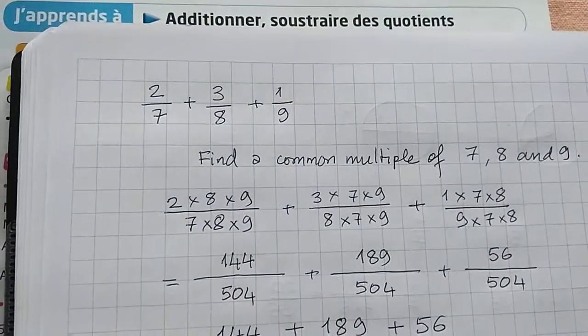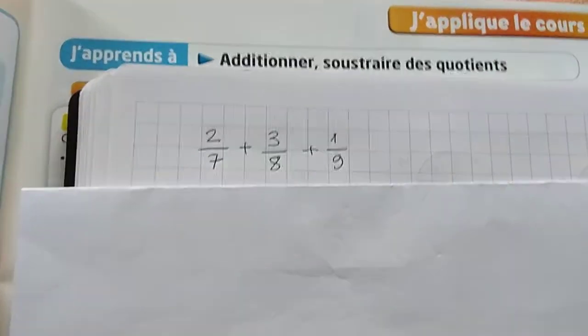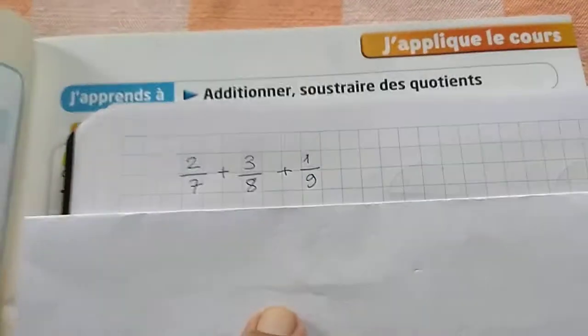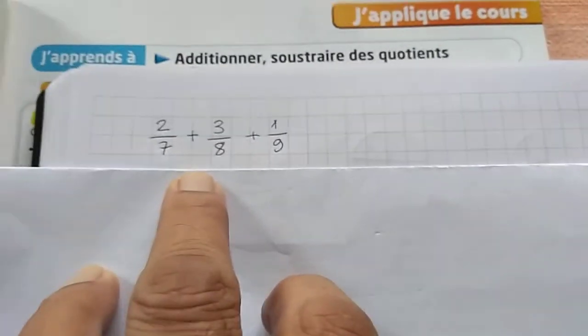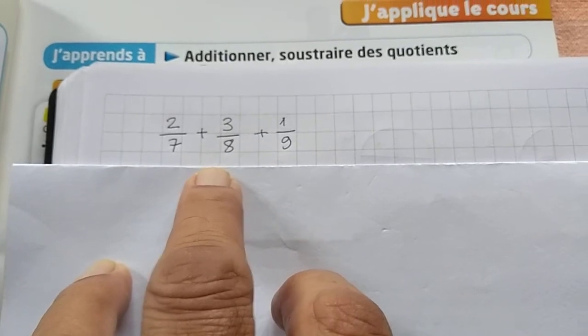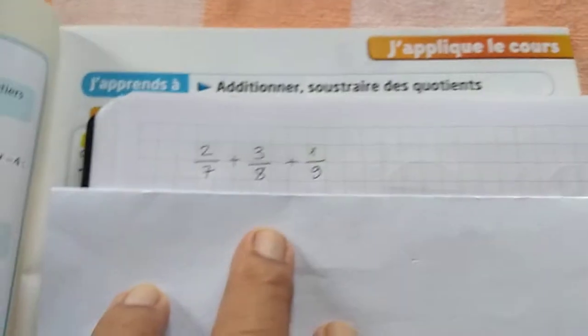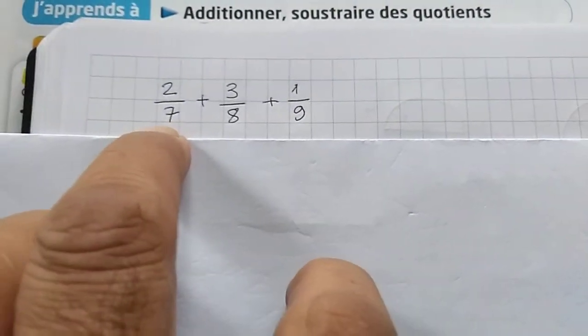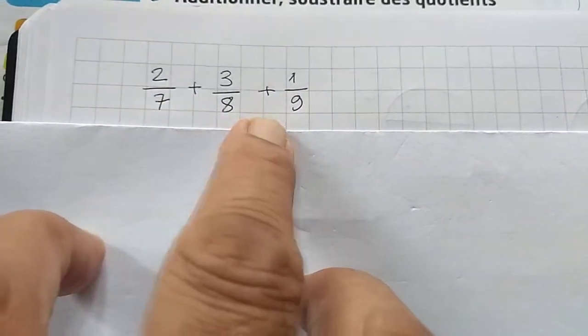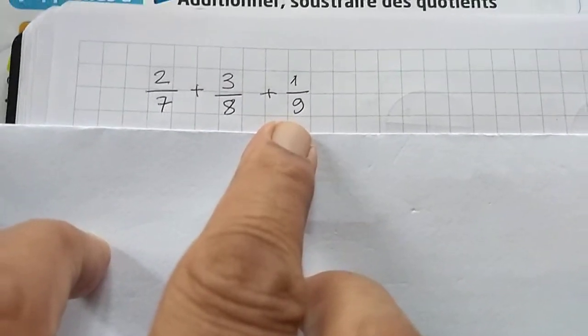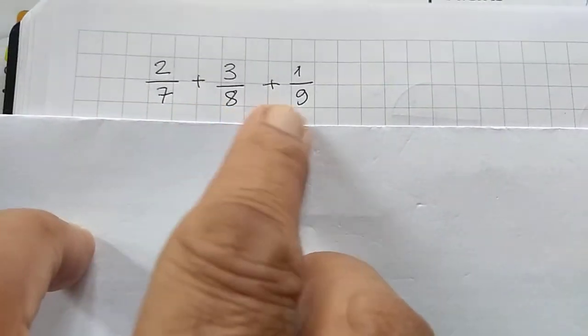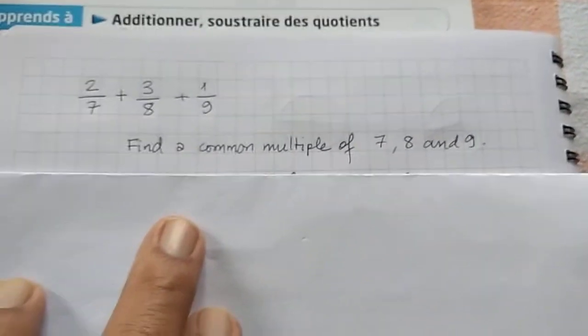Okay, so now let's do it with three fractions, each with a different denominator. I want to add 2 over 7 plus 3 over 8 plus 1 over 9. How do I do this? The first thing is we find the common multiple of all three, 7, 8 and 9. The simplest common multiple is when you multiply 7 into 8 into 9. So let's find a common multiple of 7, 8 and 9.